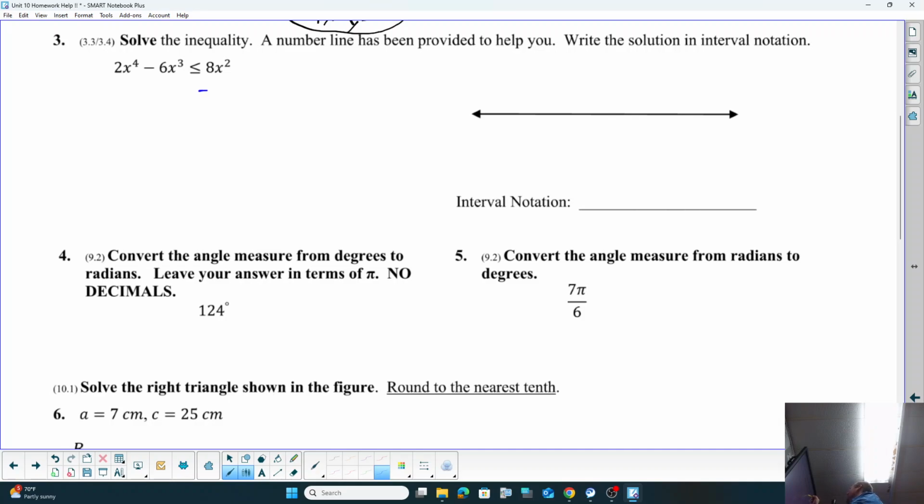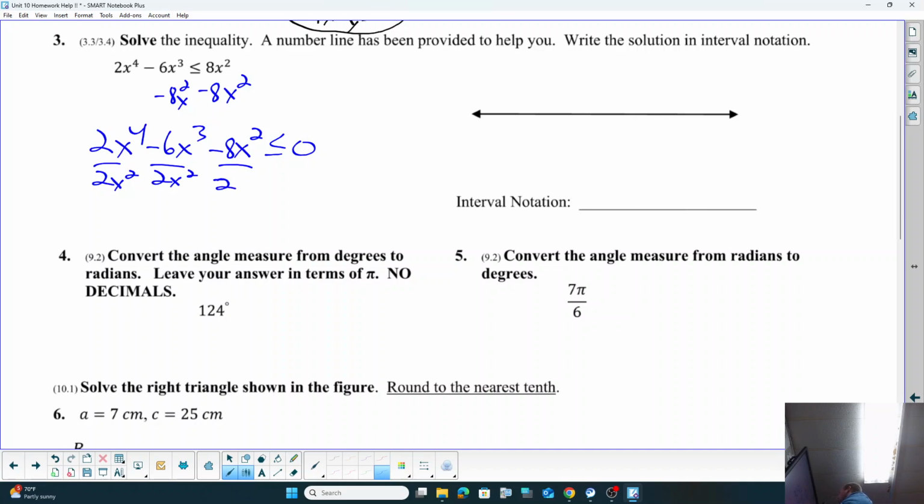So we're going to get everything on the same side. So we're going to have what? Minus 8x squared over to this side like that. So we have 2x to the fourth minus 6x cubed minus 8x squared is less than or equal to 0. Pause me. Remember, pause me. Try it on your own. Try to pull out the GCF, and see if that helps us factor this.